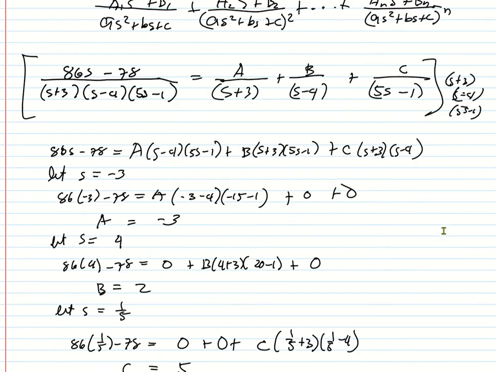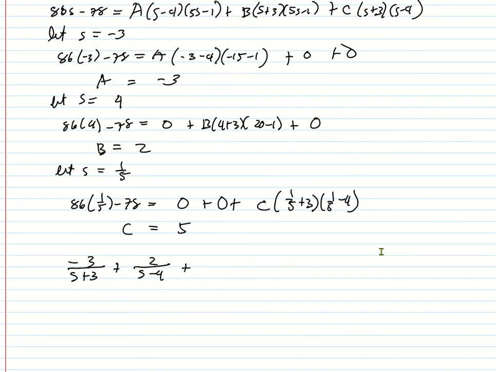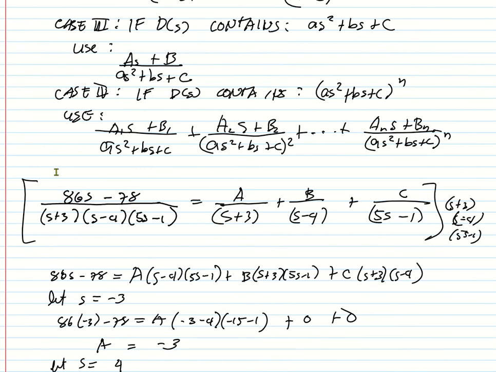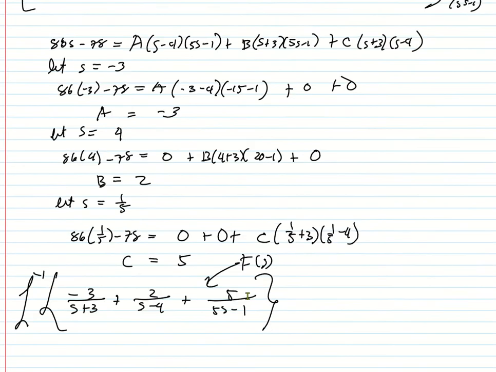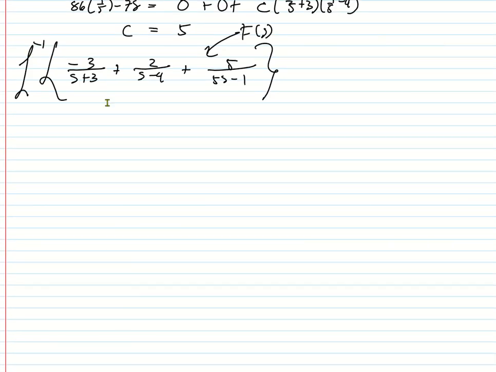Then plus c, or c is 5, so plus 5 over 5s minus 1. So this is now our f of s. We can take the inverse Laplace of this function because this is the given f of s. We just reduce this into partial fractions. Why? So that we can distribute the inverse Laplace and take the inverse Laplace of the individual components here.